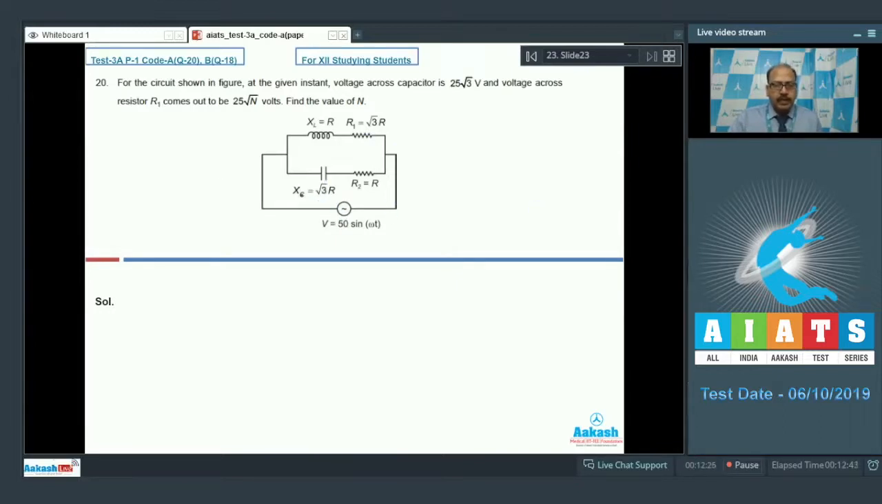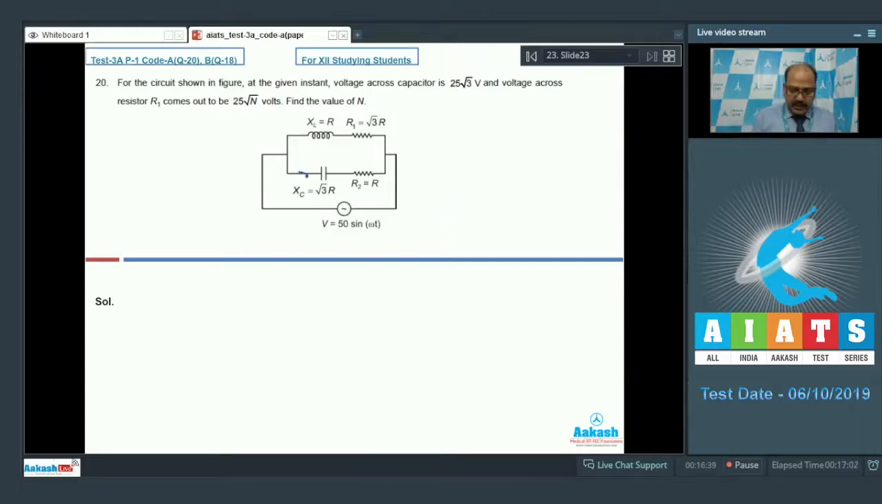Well, the impedance of this segment is under root of R square plus root 3 R square, that means 2R. Impedance of the upper segment is also 2R, that means the RMS value of current will be same in both of them. But here we are talking about instantaneous value of voltage.